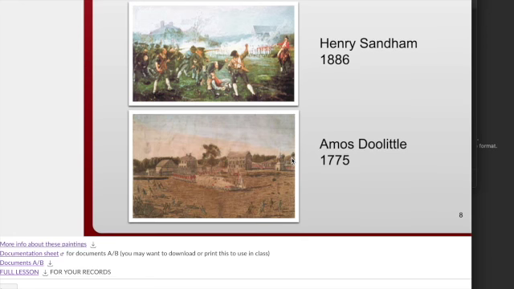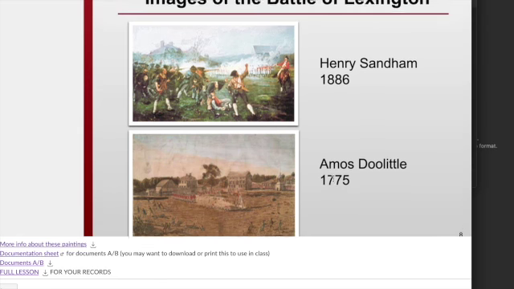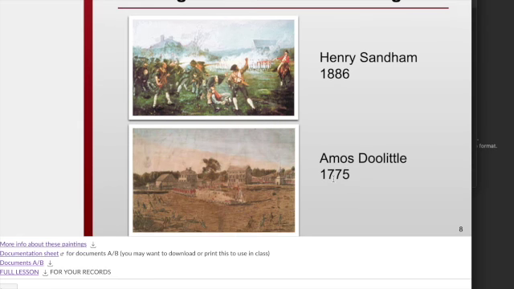So then let's look at this. Let's look at who made them and when. Let's start with this first image. That was made by Henry Sandum in 1886, while our second image was made by Amos Doolittle in 1775. Well, this one is from closer to that time period than this one. So what does that tell us? Is one more trustworthy than the other then? What's going on? And we discuss that and talk about maybe why.